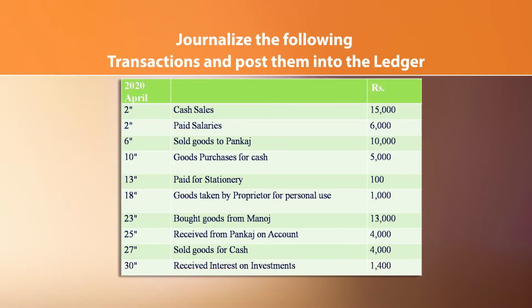Now again we go back. Next one is received interest on investment. Two accounts are going to be affected. The first one is the cash account: we are receiving the interest, so it means we are receiving cash, because we have earned interest on investment. The first one is the cash account and the second one is the interest account. Interest is a revenue for the business, therefore the rule of the nominal account will be applied.